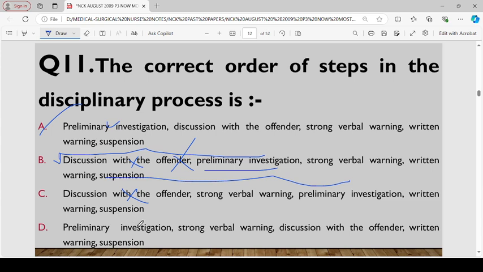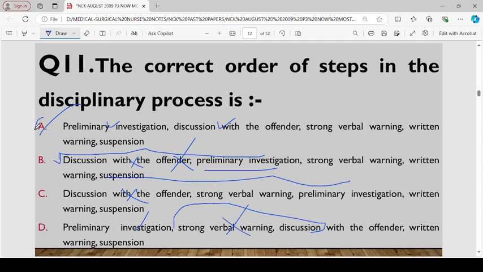Preliminary investigation. Yes, all right. You start with the preliminary investigations. Once you have the investigation, now you can discuss with the employee, right? You can discuss with the offender. So discussion with the offender, we agree with it. From preliminary, you have to discuss. You can't give a warning before you discuss, right? And that makes the answer here wrong.